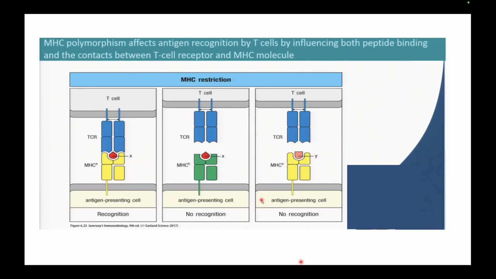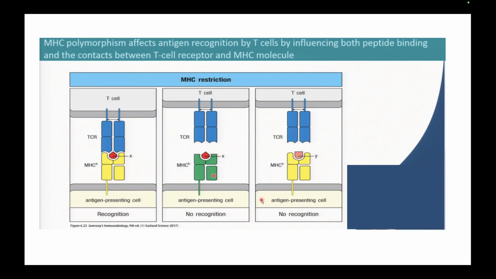So this is again, for the MHC class 1, the MHC molecule which presents antigen to the T cells. There is also an MHC restriction, and this is also specific. For example, here you can see the recognition is happening. The antigen is being presented by MHC, fitting perfectly, and recognized by that specific T cell.